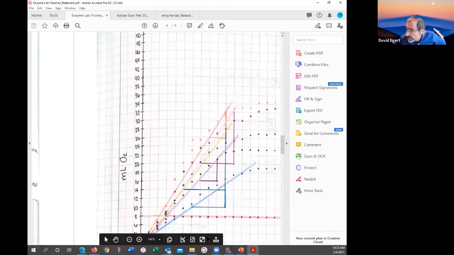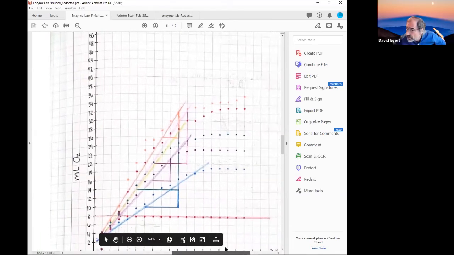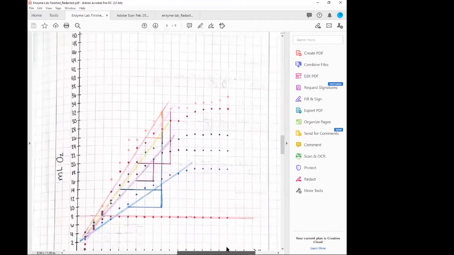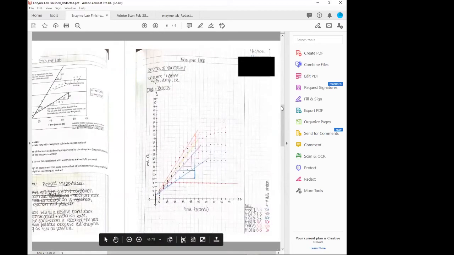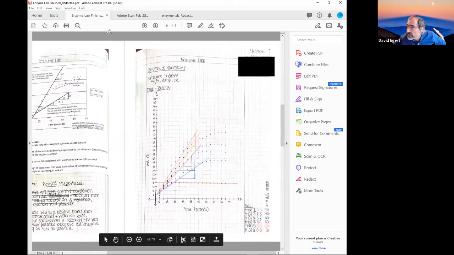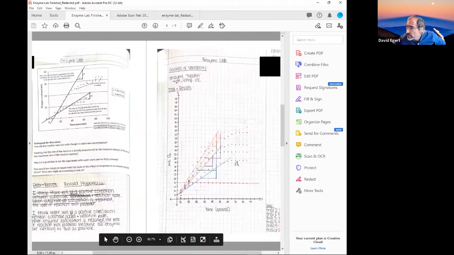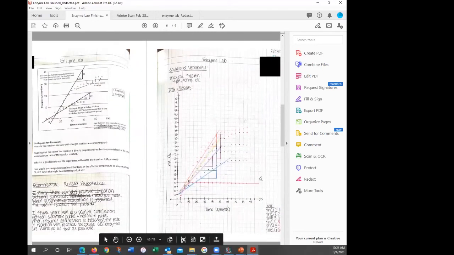Let's see. Heck. And then let's go to the next page. How do I go to the next page?